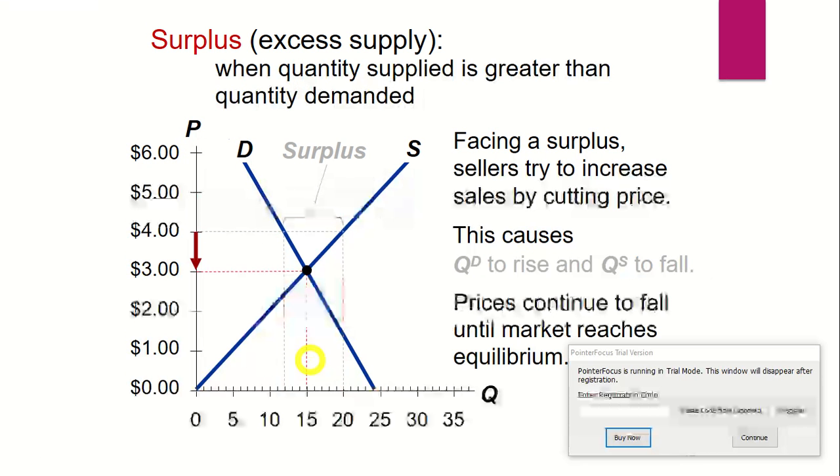Now the price continues to fall until the market reaches equilibrium. The price again falls to $3, where quantity supplied becomes equal to quantity demanded and the market reaches equilibrium. Here the equilibrium price is $3 and the equilibrium quantity is 15 lattes.